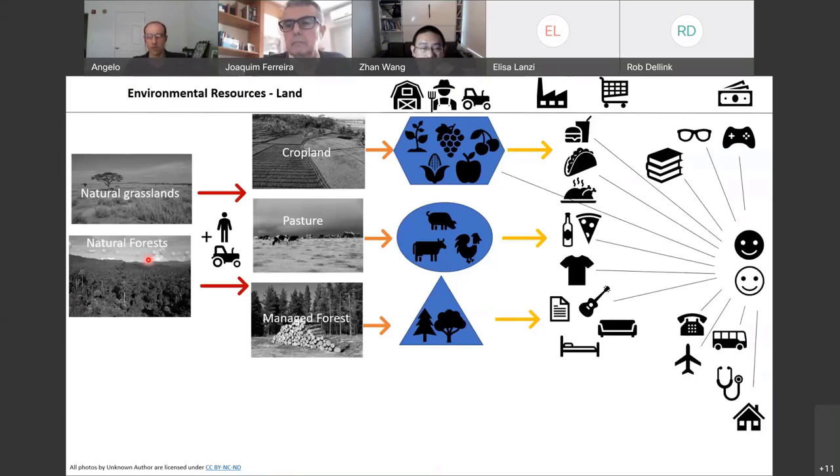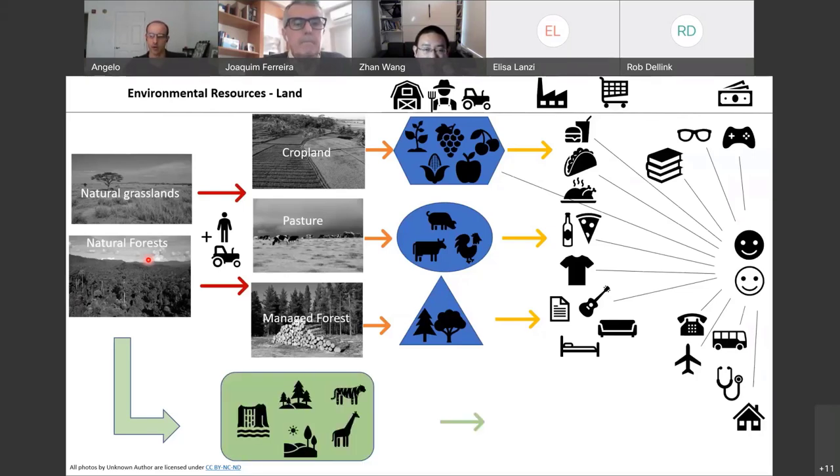So most of the CGE models that we work with have all this representation, but what we have that not many CGE models try to represent here is a kind of generic or abstract way to show that those natural areas are providing ecosystem services and households give some value or some preference or some choice for those environmental goods.